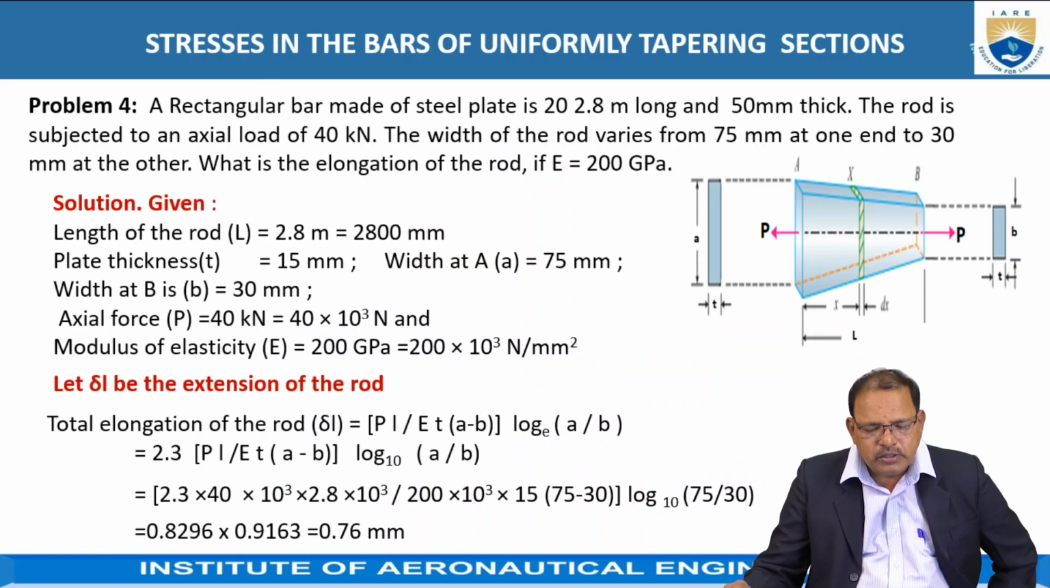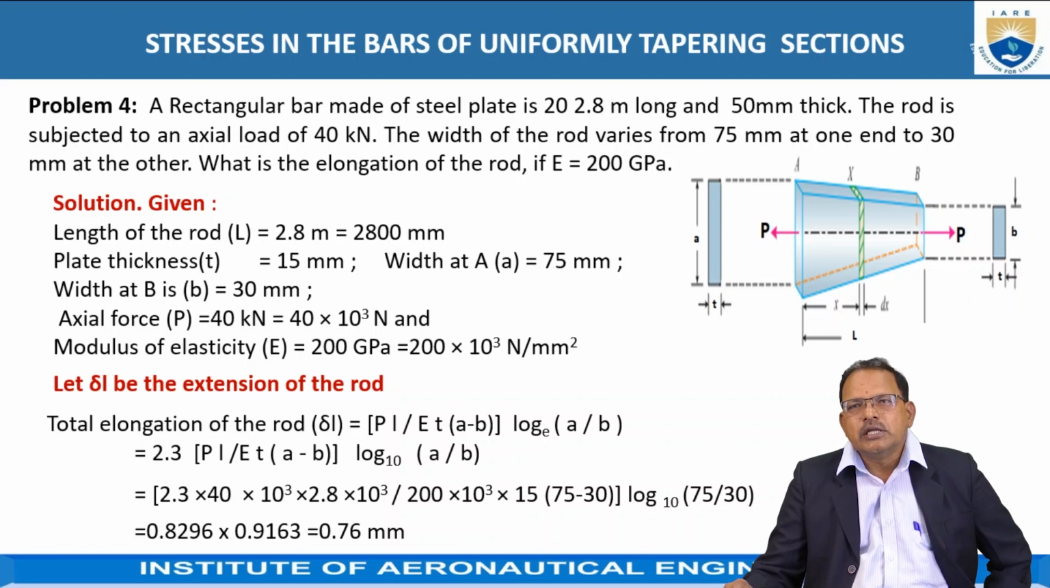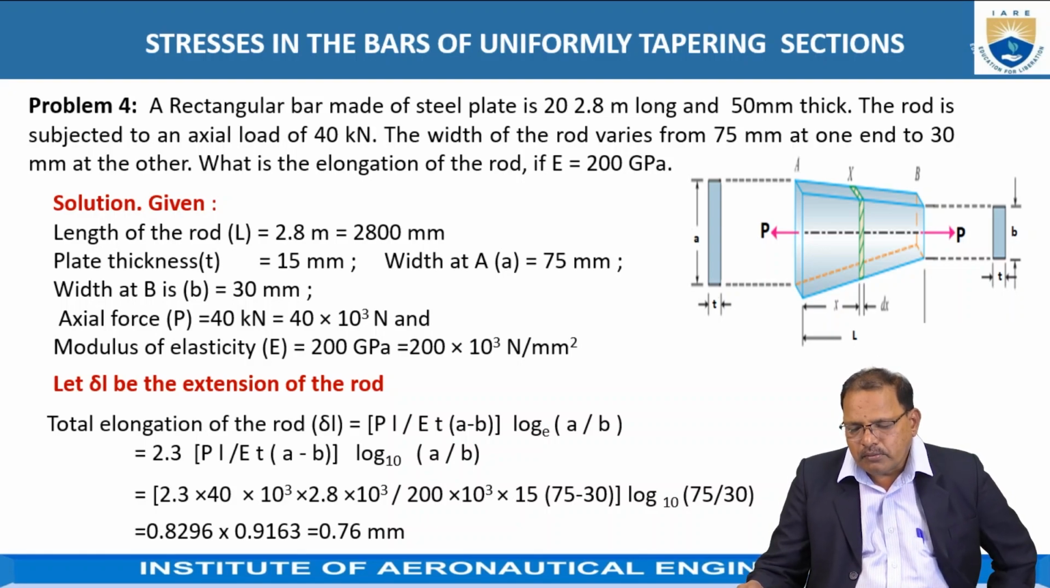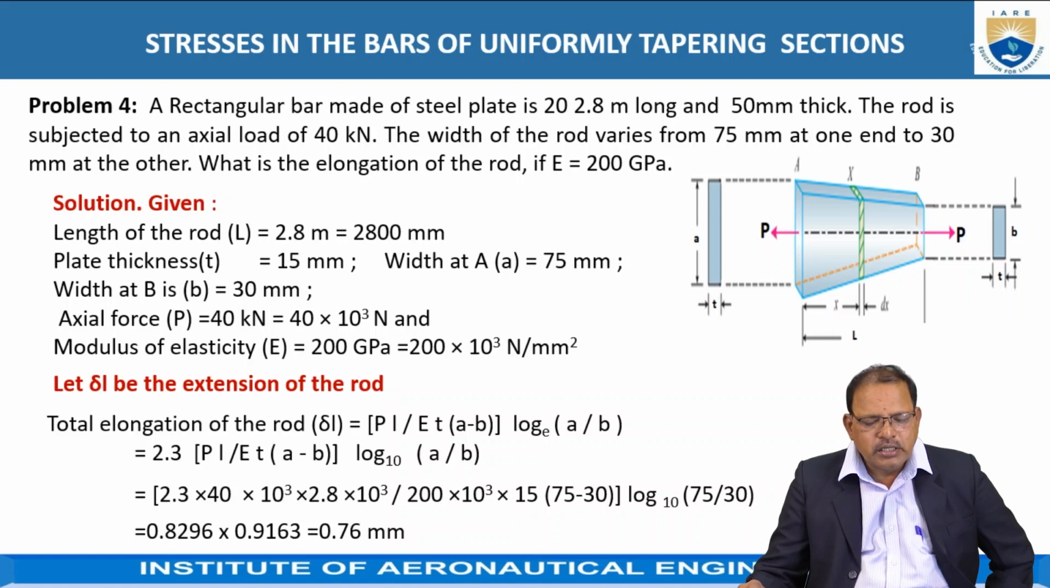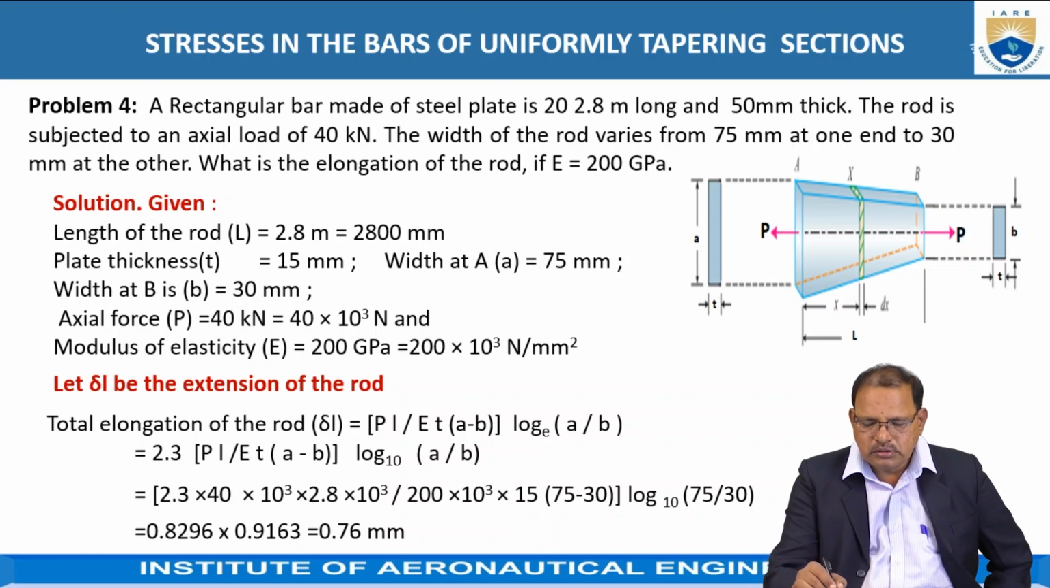Similar problem, one more: a rectangular bar made up of steel plate is 2.8 m long and 15 mm thick. The rod is subjected to an axial load of 40 kilonewtons. The width of the rod varies from 75 mm at one end to 30 mm at the other end. What is the elongation of the rod if E is equal to 200 gigapascal?